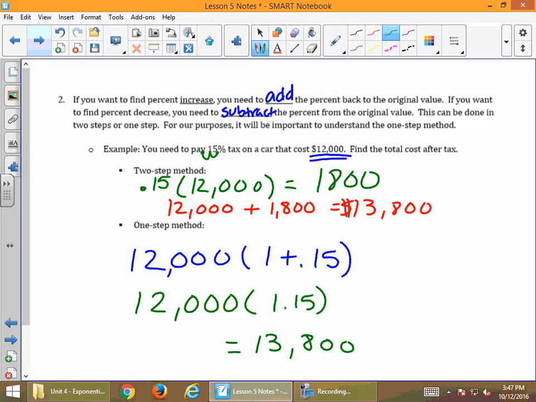The reason why this works is, think of it as you took 15% of the original amount and then added that back into 100% of the amount, the original amount. Well, you're just doing that in 1 step here. Your percents are just written as a decimal. 100% written as a decimal is 1. 15% written as a decimal is 0.15. If we add those together and multiply by the original value, it will give you the price after tax.